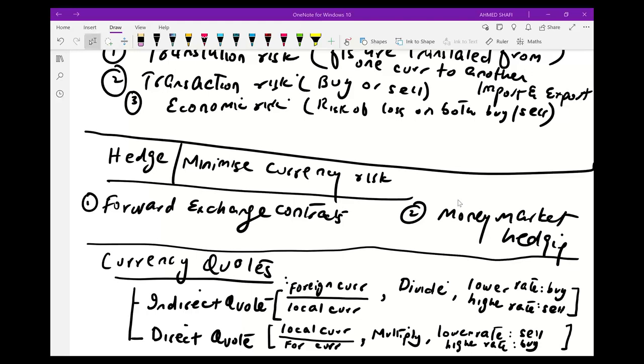Okay. Before starting the questions, you must have detailed knowledge about quotes. There are two types of quotes: one is called indirect quote, one is called direct quote. You must memorize the rules of both. Indirect quote is where foreign currency comes in the numerator, local in the denominator. You divide to convert, the lower rate is buying, the higher rate is selling. And direct quote is where local currency comes in the numerator, foreign currency in the denominator. You multiply to convert, and the lower rate is selling, the higher rate is buying. Now, taking this knowledge of currencies, let's start our question practice.